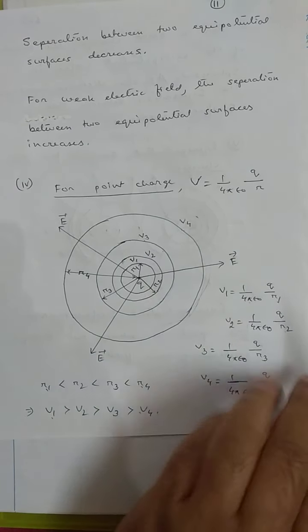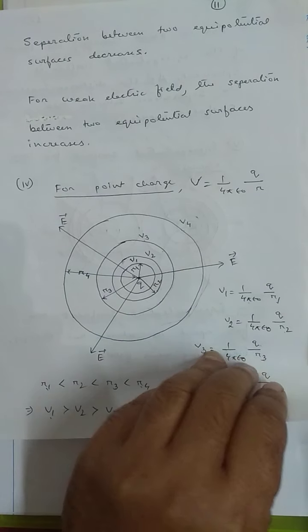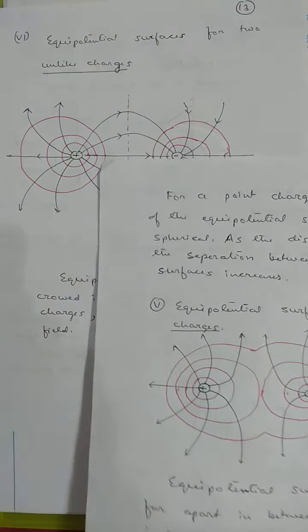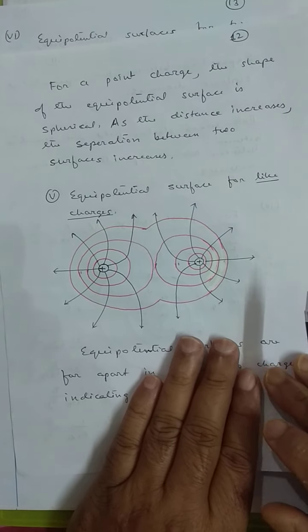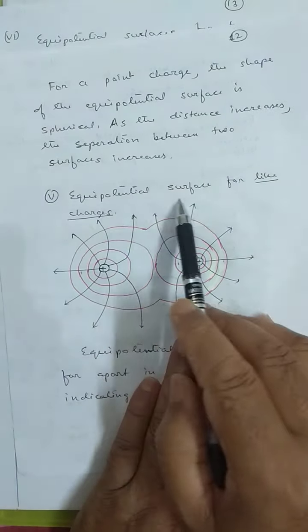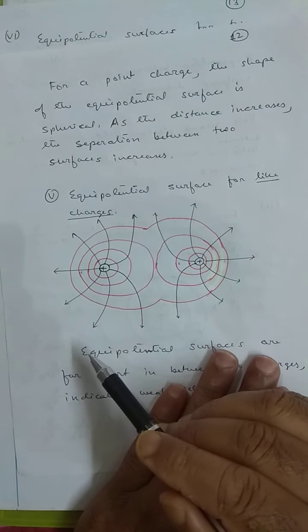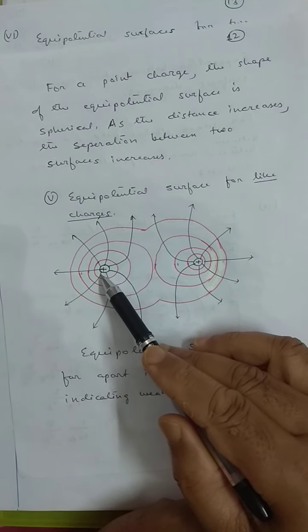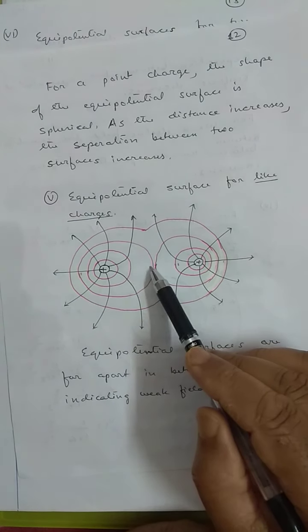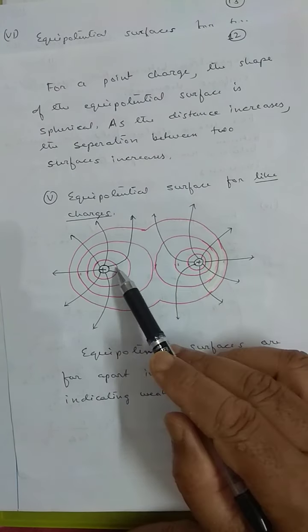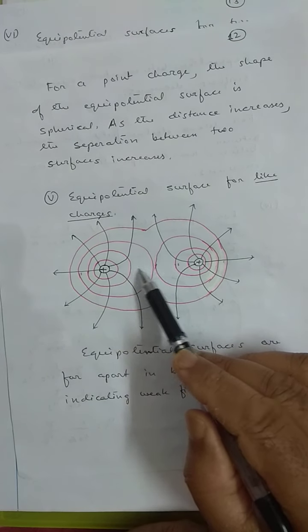Is this clear? That means for a point charge, equipotential surface is concentric spheres. Next, we try to draw the equipotential surface for two like charges. So these are the two like charges. This is positive, this is positive. You just see the separation between the surfaces. Here you see the separation gradually increases.